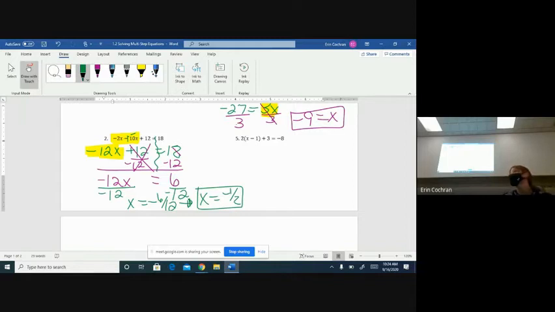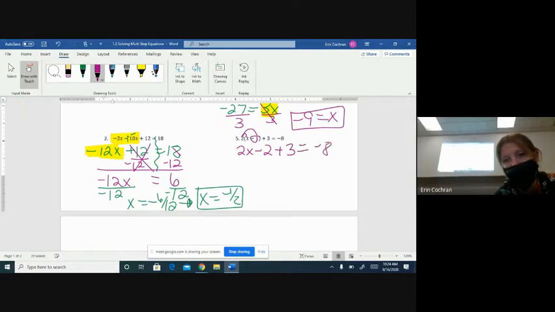We have parentheses. How do we remove parentheses? We distribute. So what number am I distributing? 2. So 2 times x, 2x, and 2 times a negative 1, negative 2. Do I distribute it to that 3? No, because it is not inside that parenthesis. So we're going to leave it as plus 3 equals negative 8.